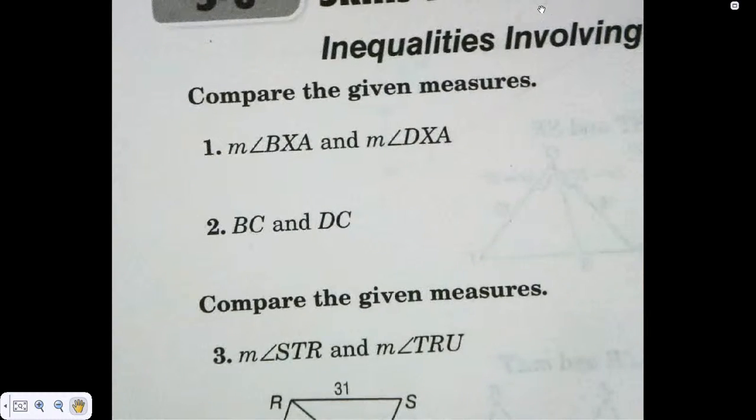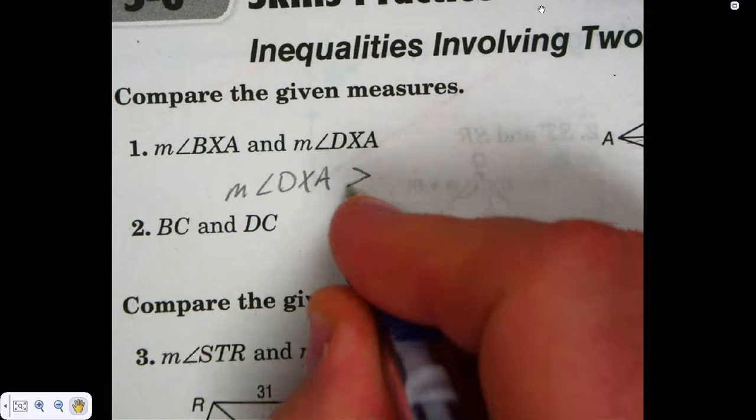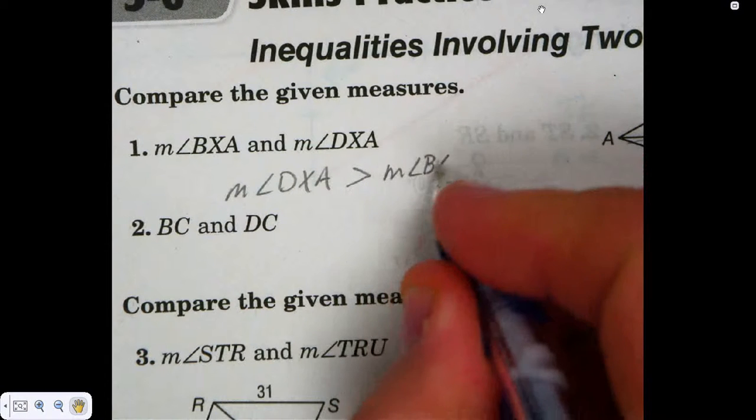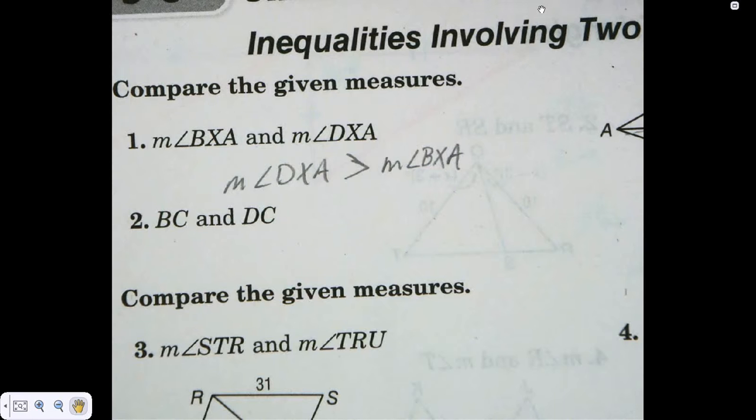So when they say compare these, you would say the measure of angle DXA is greater than the measure of angle BXA. And that is the only way you can write that answer unless you flip it. But when you're doing these problems, I expect to see an inequality as an answer. If you want to write out the sentence, the measure of angle DXA is bigger than the measure of angle BXA, have at it. But to me, that would take you less time, would it not?